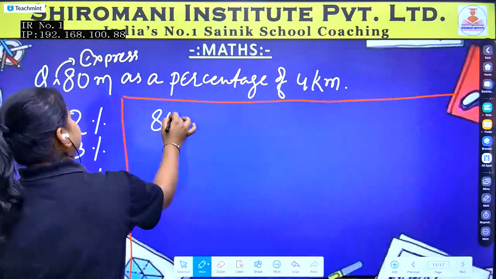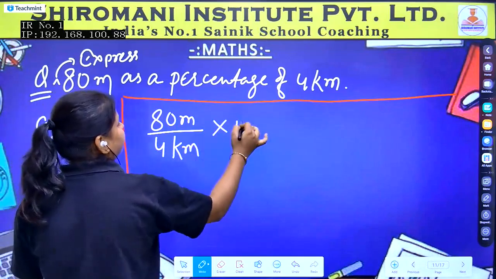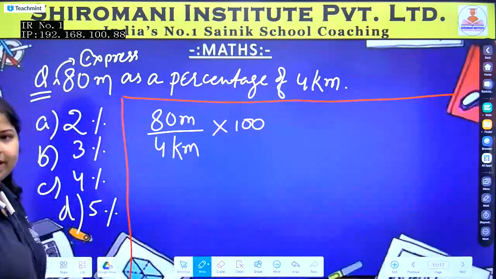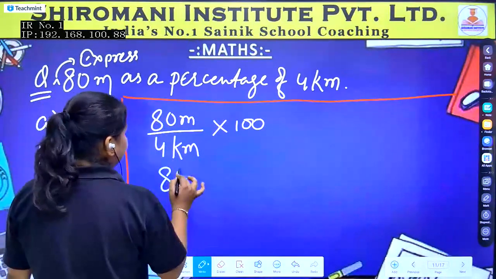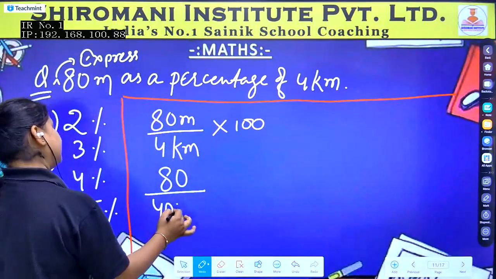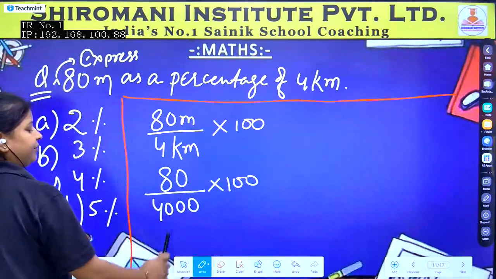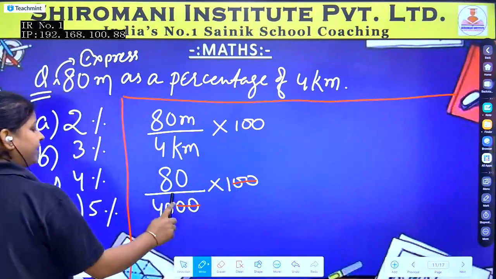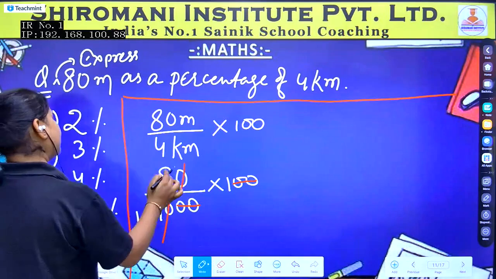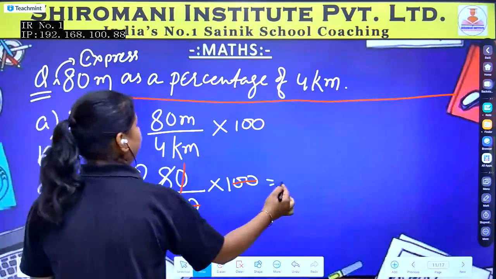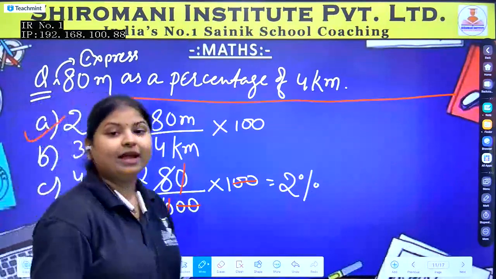80 meter upon 4 kilometer. You have to convert into what? Percentage, right? 80 upon 4 kilometer, which is 4000 meter, into 100. Now just simplify it. 2 zeros, 2 zeros simplified. 10, 10 simplified. 4 1s are 4 and 4 2s are 8. So 2% is my answer. That is option A. Any doubts?